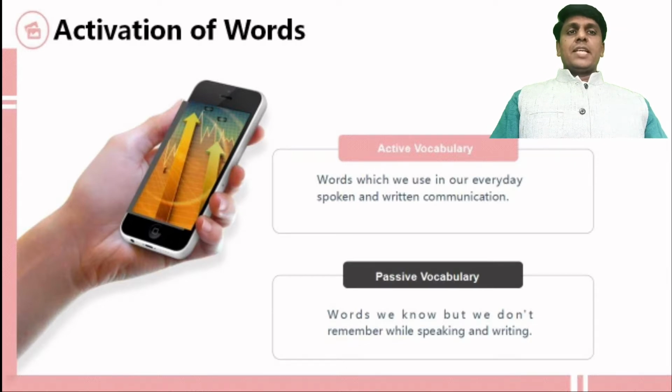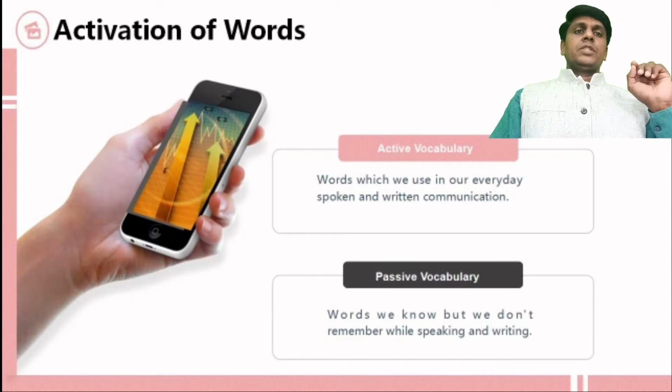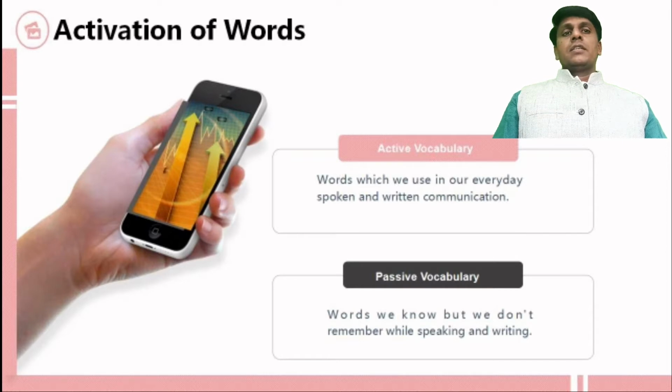Let me explain what is tip of tongue. All words must be on the tip of your tongue. When I speak and when I write, I must remember all these words immediately. That is the expectation. And this is very small but very important, because this hampers your communication either in written form or in spoken form.